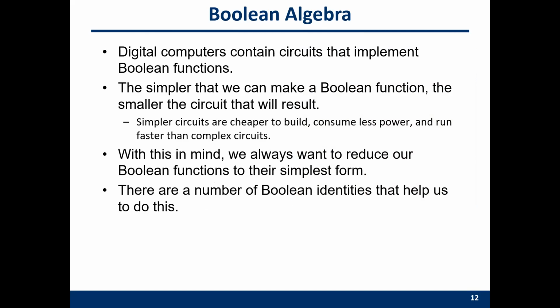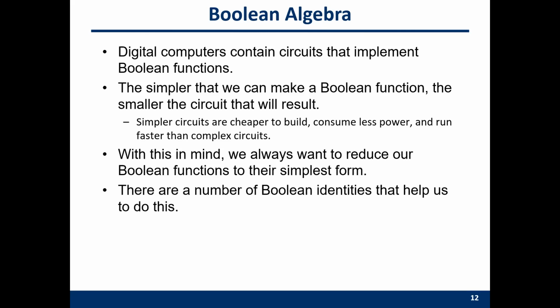So the current computer system uses digital circuits to implement these Boolean functions. The simpler we can make a Boolean function, the less hardware overhead we will pay to build the equivalent circuit. And if we pay less hardware overhead, which means that we use fewer gates, fewer NOT gates, AND gates, or OR gates, we will consume less power.